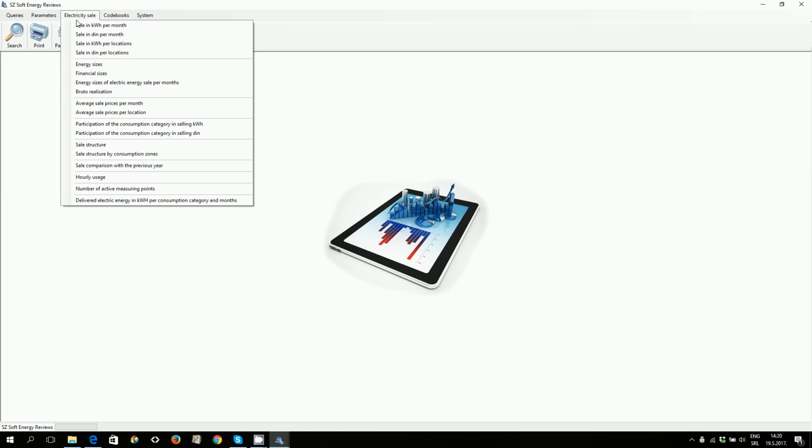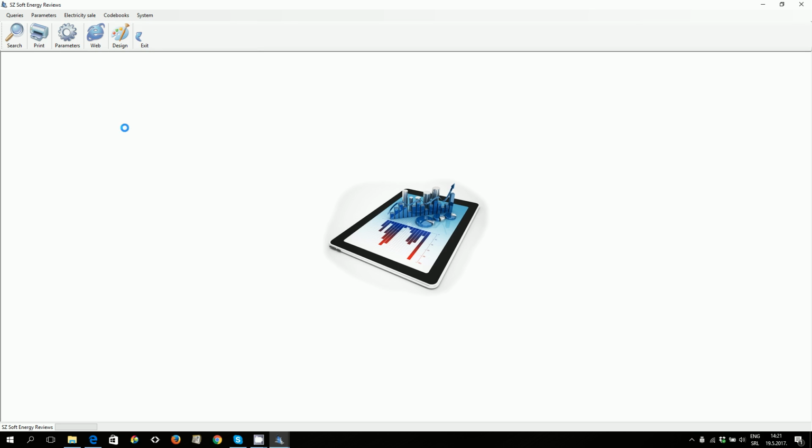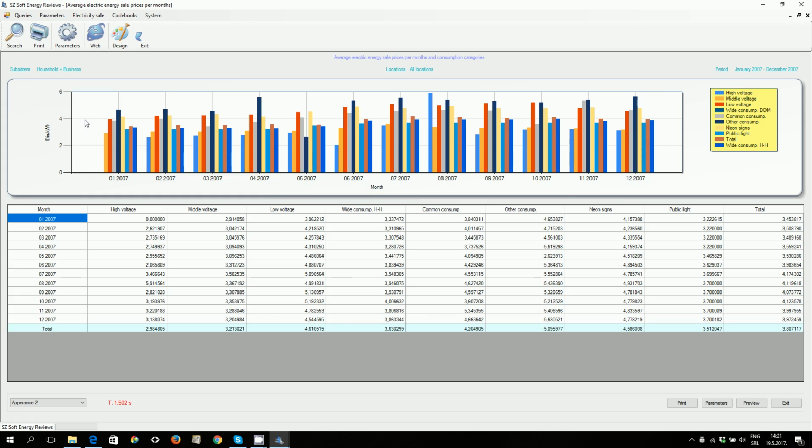So our next function is average electric energy sale prices per month. Here we can see different months such as January, February, March, etc. On the right side there is the legend. Below we have different months and categories such as high voltage, middle voltage, low voltage, etc. And at the bottom of the page we can see the total value.